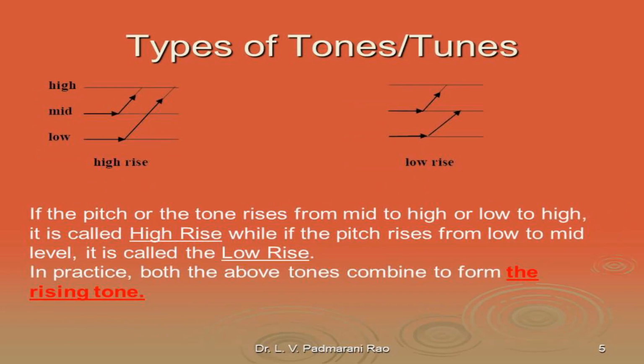The second variety of tones that you have is the rising tone. It could be a high rise, where the pitch or the tone rises from the mid level to the higher level, or maybe low to the higher level, where it is called the high rise. While if the pitch rises from low to mid level, it is called the low rise. So you have the high rise, where the pitch starts from the mid or low level and goes to the highest level. Or you could have the low rise, where it starts from the lower level and goes to mid, or the middle level and goes to high. That's it. So you have the high rise and low rise.